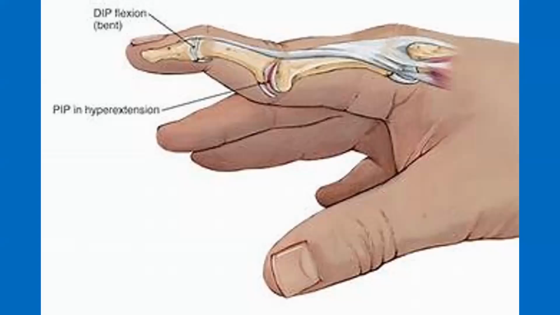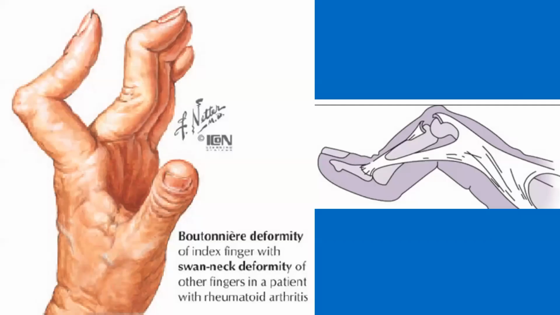This is a swan neck deformity. All the extensor bands slip to the dorsal aspect. And as a result, you'll have hyperextension of the proximal interphalangeal joint and flexion of the metacarpophalangeal joint and the distal interphalangeal joint. This is the swan neck deformity. I repeat, swan neck deformity.